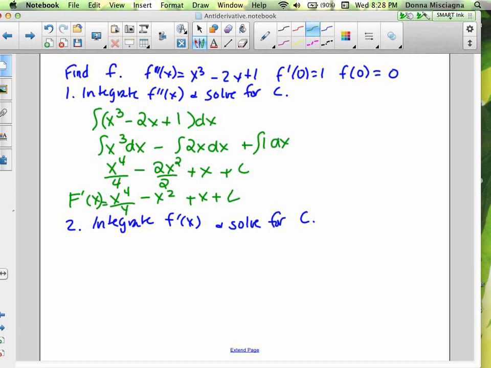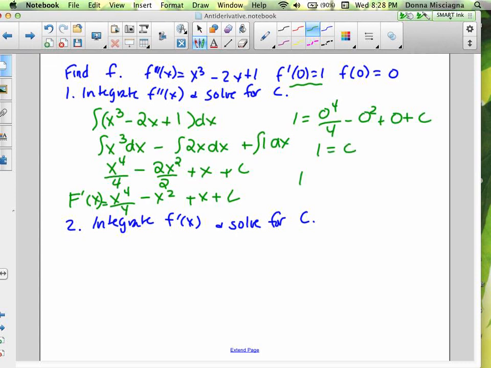Well, the family of functions, that's our first derivative. We have to solve for c to find our actual first derivative. And so we're given the initial condition here: when x is 0, our function is equal to 1. So 1 equals 0 to the 4th divided by 4 minus 0 squared plus 0 plus c. You don't always get x being 0, but when you do, it makes it really easy to solve for c.